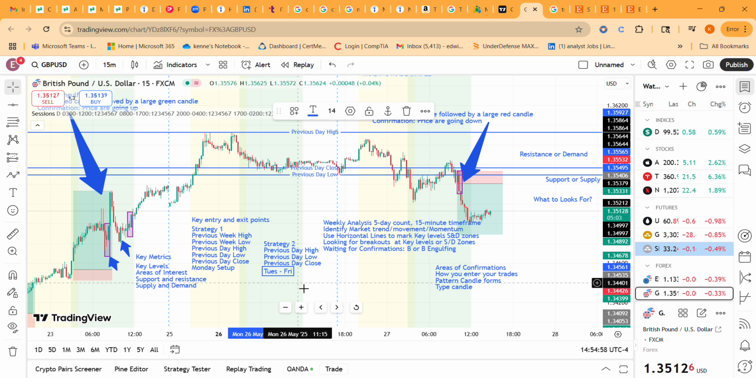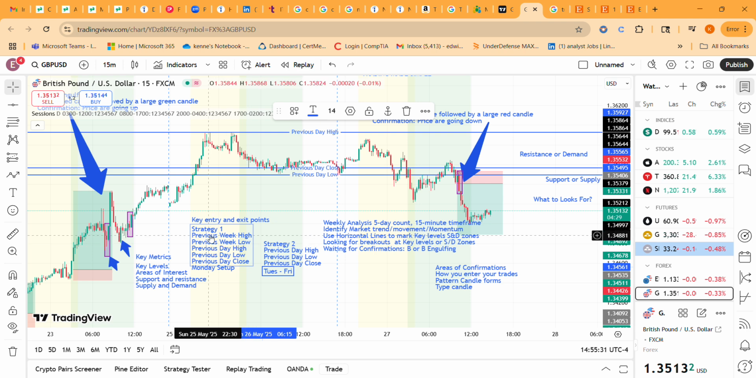So let me just recap what we said again, right? You're only trading based on these specific areas: your previous week high, previous week low, previous day high, previous day low, and your previous day close. They all represent key levels. Other people will call it areas of interest or your support and resistance areas. I prefer to call it key metrics. People have different names, but that's what I call it.